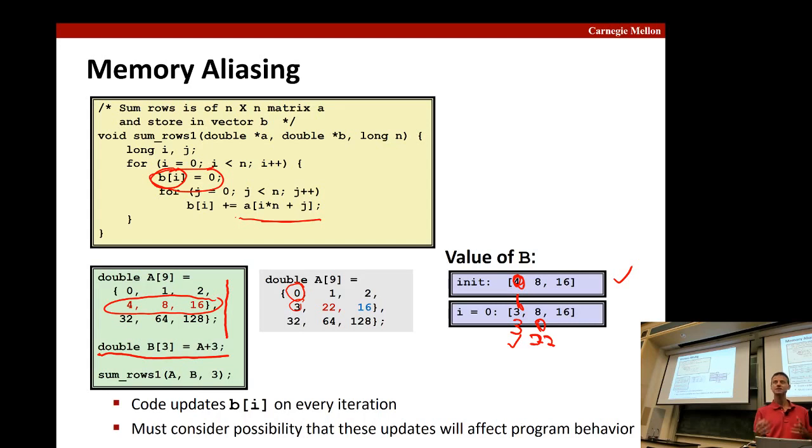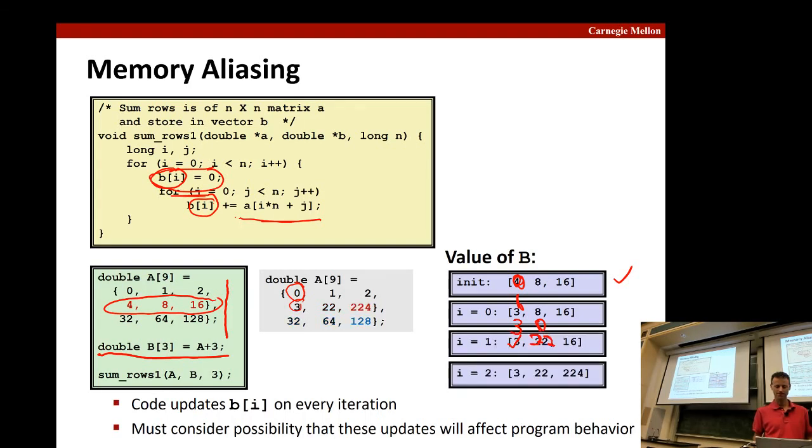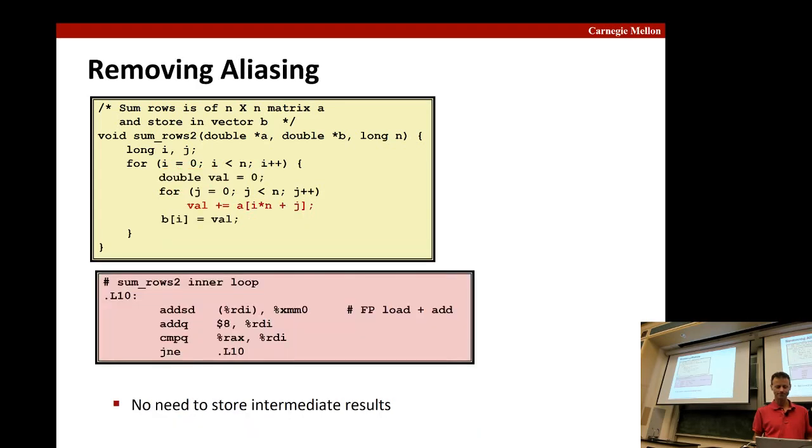So because this is possible, the compiler has to dutifully store back the result in B sub I and read it back out to see if it's changed, because in this case it has changed. All right, any questions on that example? All right, and it just continues on the same way.